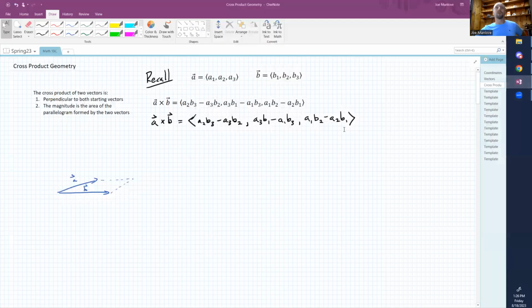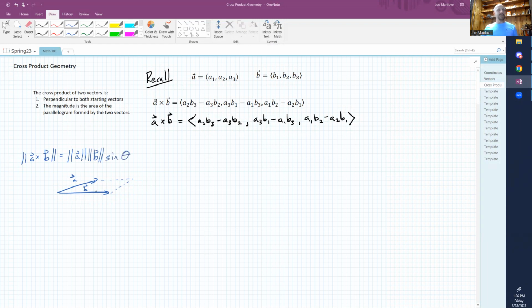Okay. So here I've got my second thing down, right? That's the magnitude is the area of the parallelogram. Another way of writing that is to write the magnitude of A cross B is equal to the magnitude of A times the magnitude of B times the sine of the angle between them.